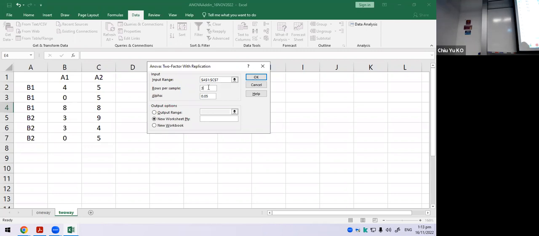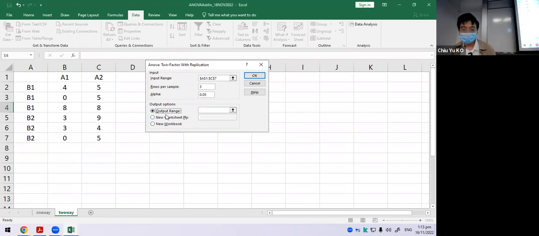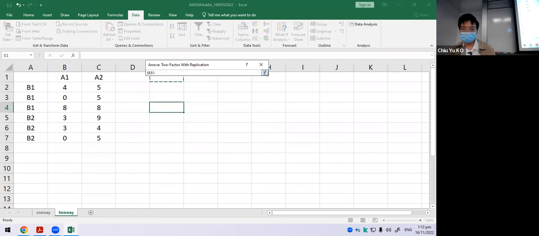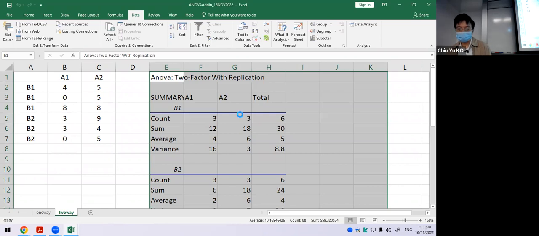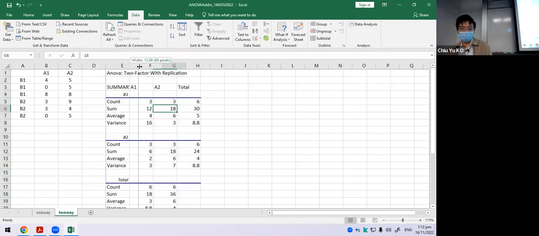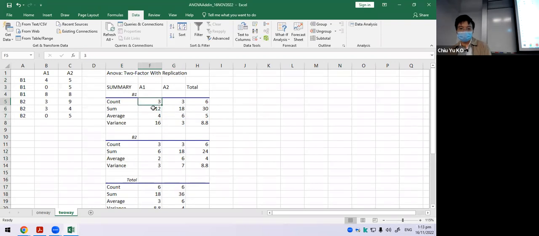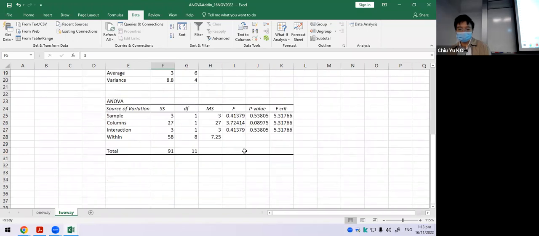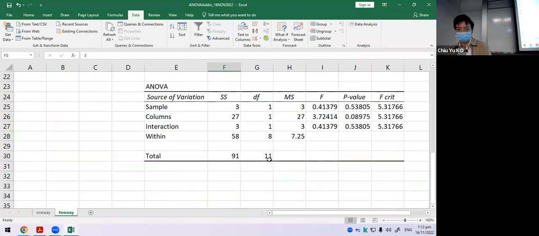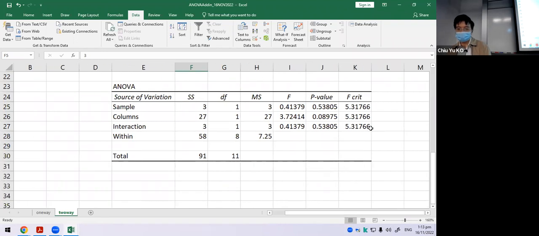Okay, alpha is 5%, but as I said, alpha doesn't really matter unless you want to care about the critical value, right? So for the output range, you just put something there. Is that clear how you can do this? Then you click OK. So here the first thing is the summary. It calculates the count, sum, average, variance. I think you know how to figure that out. But here is what we want to know.